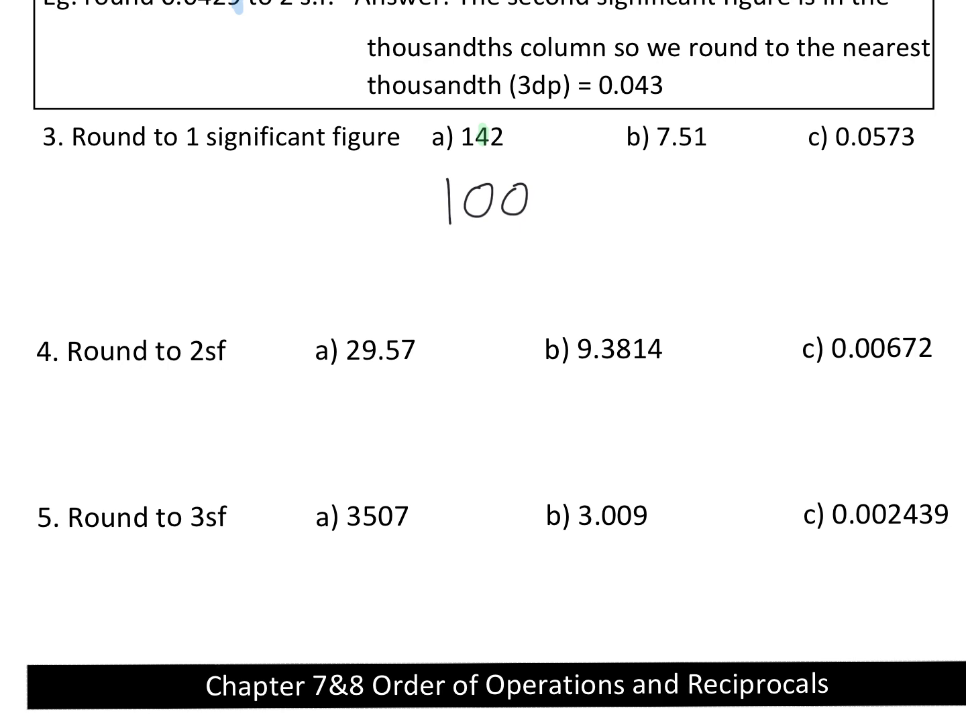7.51, the first significant figure is in the units column, so we're rounding to the nearest unit. And after the units column, we've got the 5. So the 5 tells us that we need to round up. So the 7 rounds up to an 8.